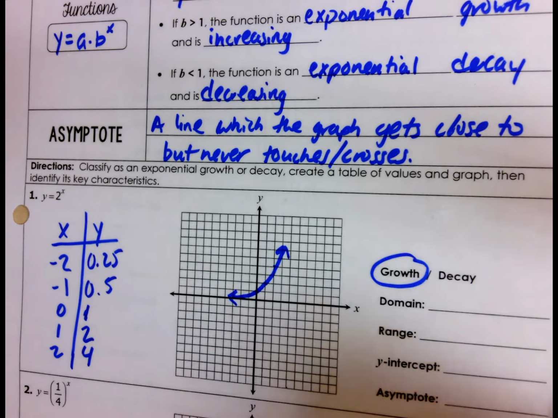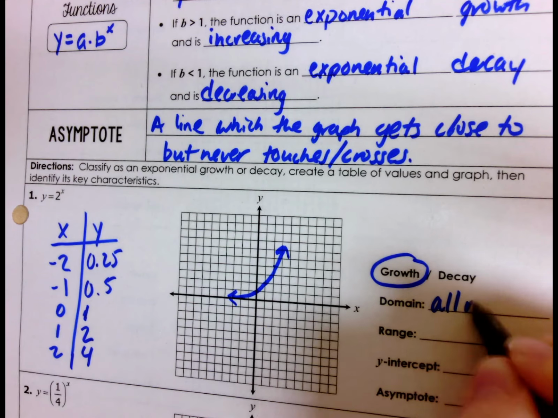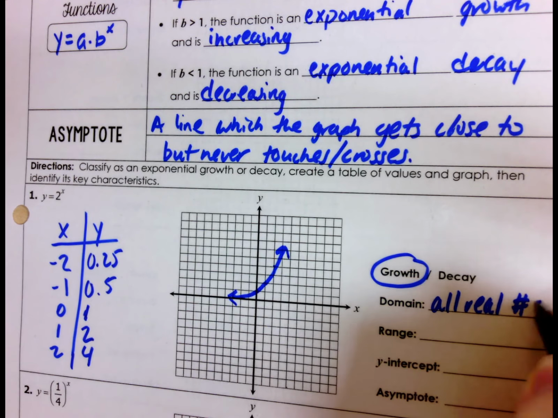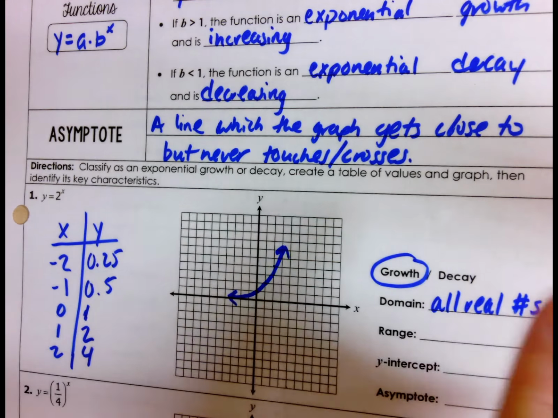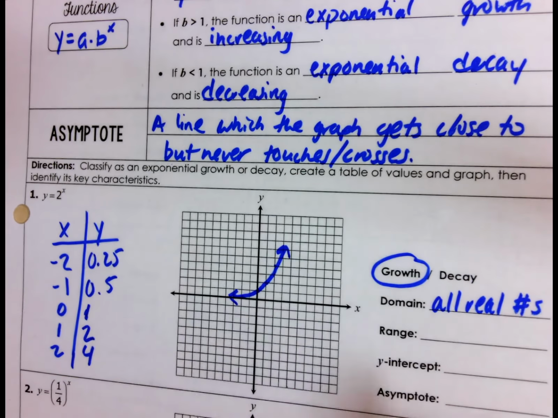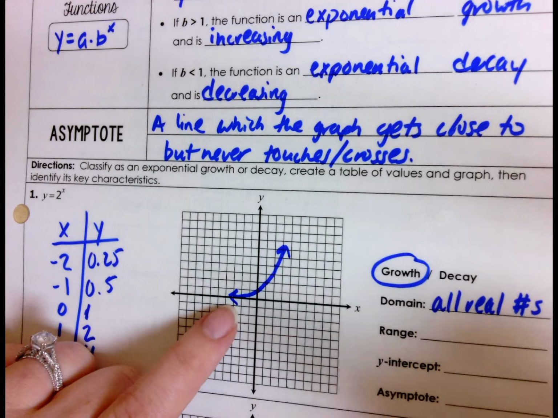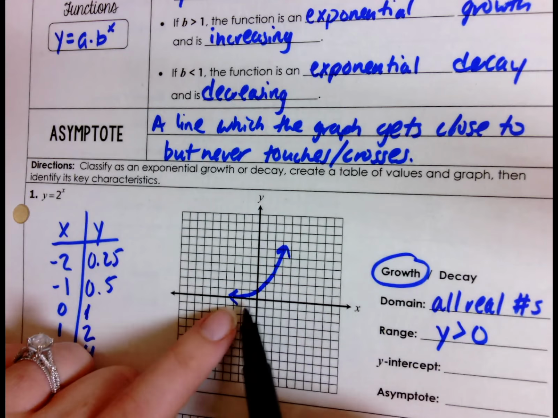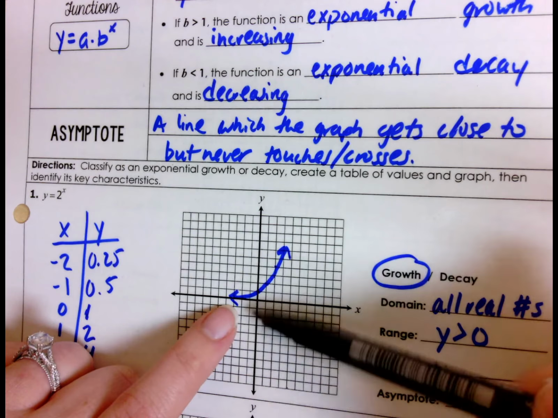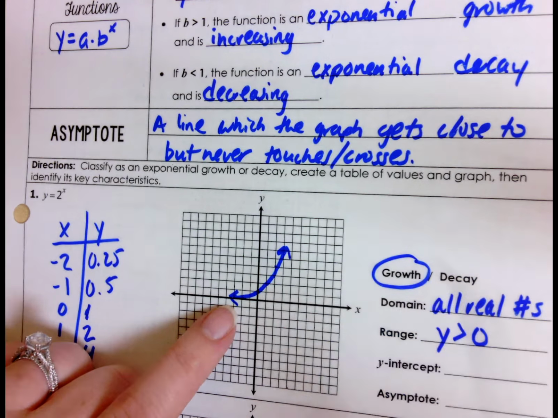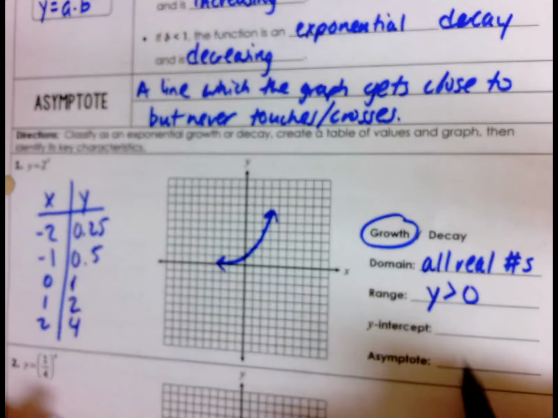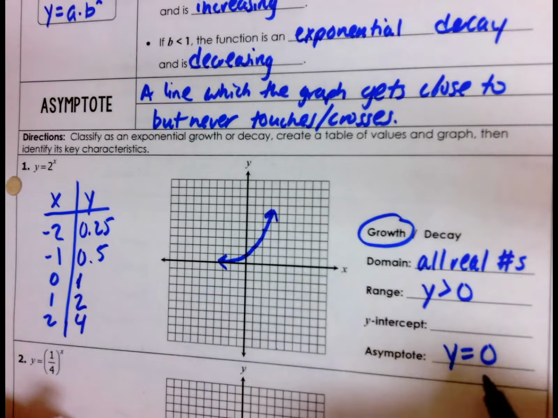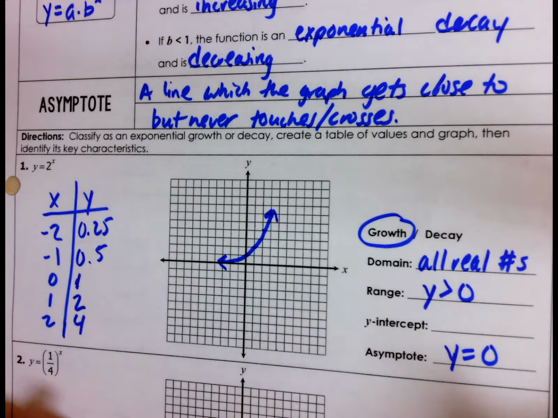Okay, so our domain is going to be all real numbers. It's going to continue to the left and up and to the right forever. The range is going to be everything above this asymptote, so it's going to be everything greater than 0. Okay, I'm never going to cross that line right there. I'm never going to go below the x-axis. And so that means that our asymptote is at y equals 0. So everything above that is our range.